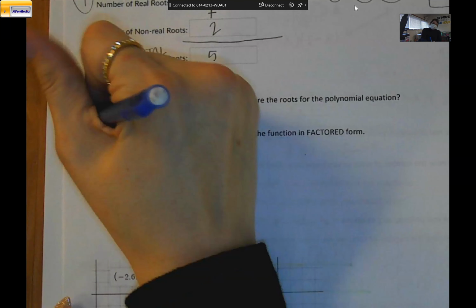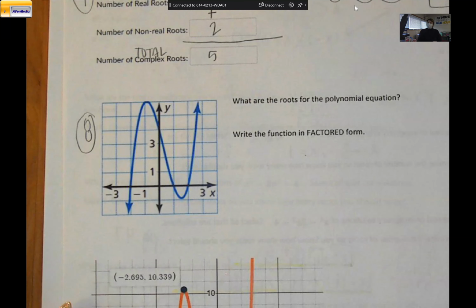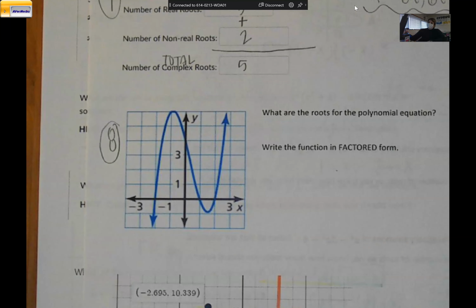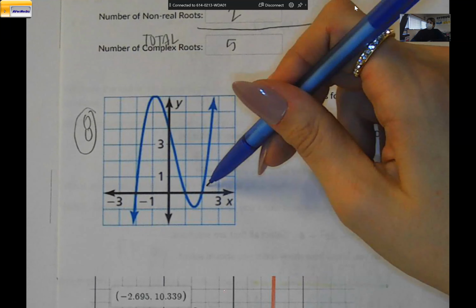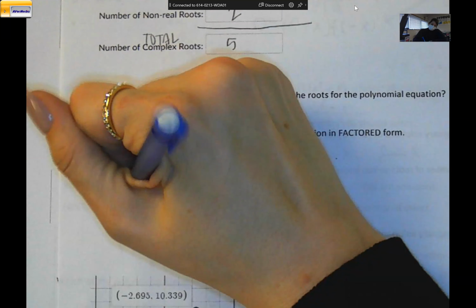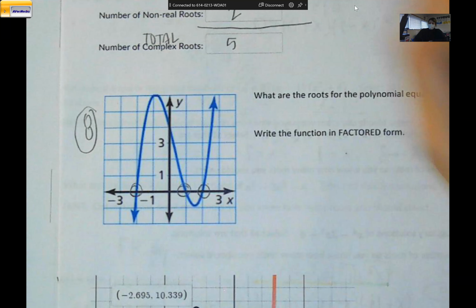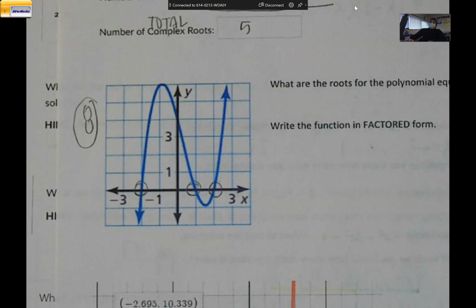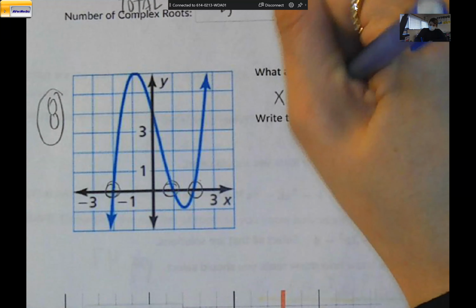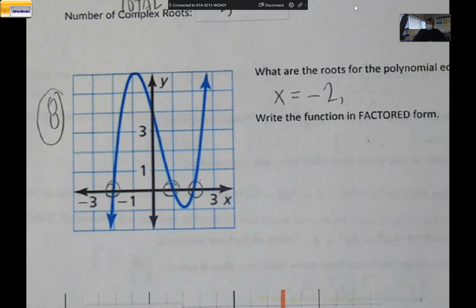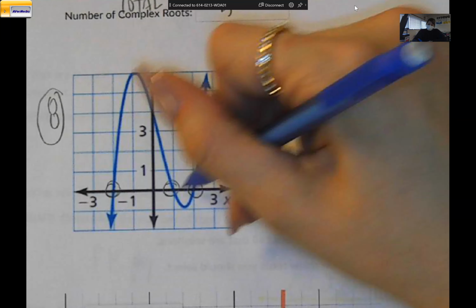Okay, so now we're on number 8, and we've actually already practiced number 8 today. The only thing that we didn't do was identify the roots from the graph. So your roots are going to be where it's passing through the x-axis. So I have them circled on my roller coaster. This means that the roots are negative 2. What's my next root? 1 and 2.